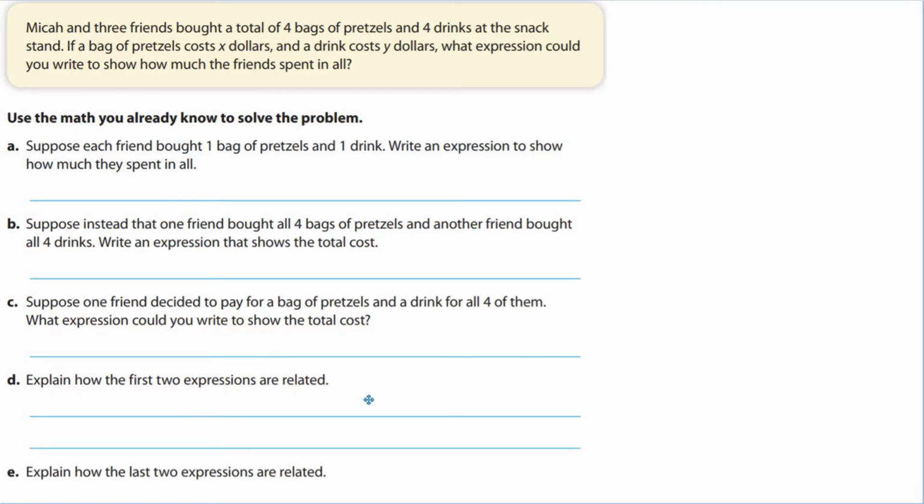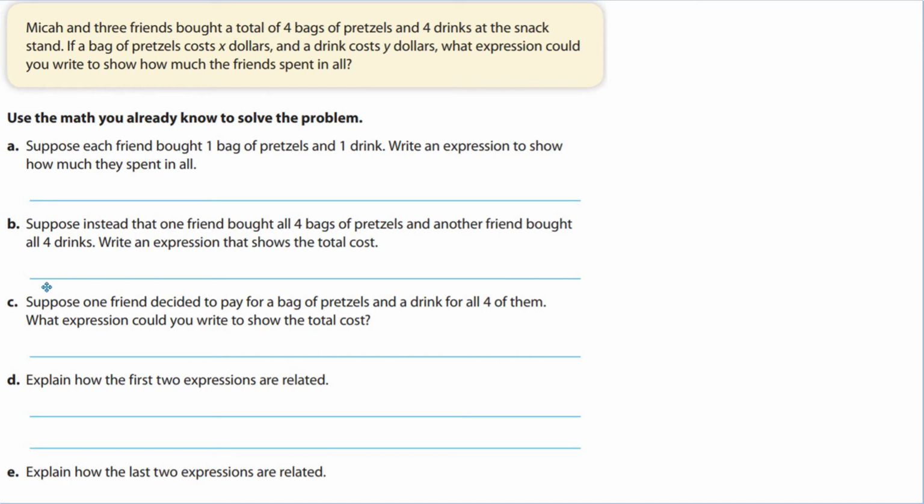Here are some questions to help you answer this question. Use the math you already know to solve the problem. Question A. Suppose each friend bought 1 bag of pretzels and 1 drink. Write an expression to show how much they spend in all. Question B. Suppose instead that one friend bought all 4 bags of pretzels and another friend bought all 4 drinks. Write an expression that shows the total cost.